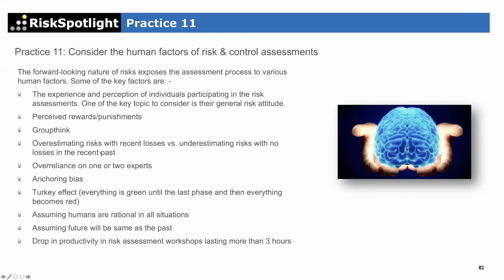Then the next one is that as humans, we always overestimate risks which have happened recently and underestimate risks which have not happened in the recent past. COVID is a great example, because before COVID-19, if you looked at pandemic risk, it was sitting right at the bottom and nobody was worrying about it. As soon as COVID happened, it jumped up on everybody's risk register. Because it's recent, everybody is now overestimating the potential impact of COVID-19.